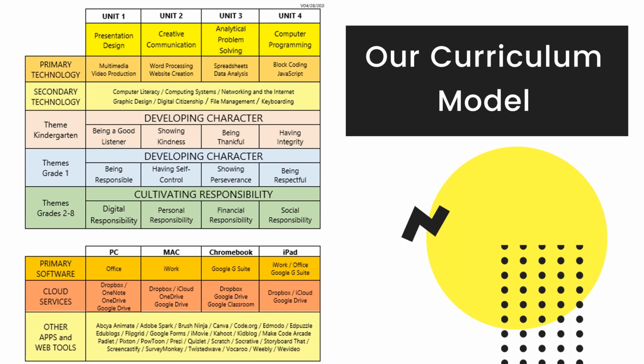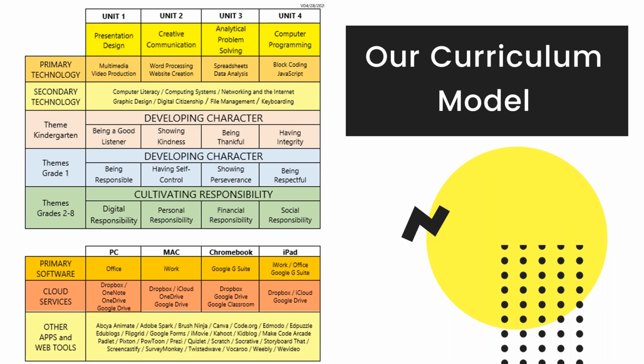Our first unit is all about presentation design. We're teaching the students primary technology of multimedia and video production. In our unit 2, we're talking about creative communication, teaching the students word processing skills and website creation. Unit 3, analytical problem solving. We're talking about spreadsheets and database. Computer programming is our unit 4. We're talking about game design, block coding, JavaScript. These are the technologies that each unit is covering, the skills that we're going through. The secondary technologies are all interweaved in every single project and throughout the steps.